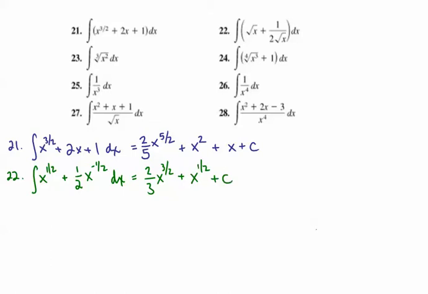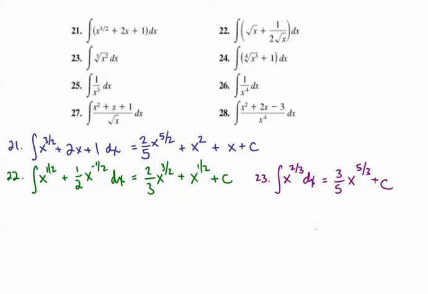Number 23, again with a rewrite. Rational exponents are power over root, so we'd rewrite that as x to the 2 over 3 dx, increase by 1 or 3/3, and we'll get x to the 5/3 divided by 5/3 or multiplied by 3/5 x to the 5/3 plus c.